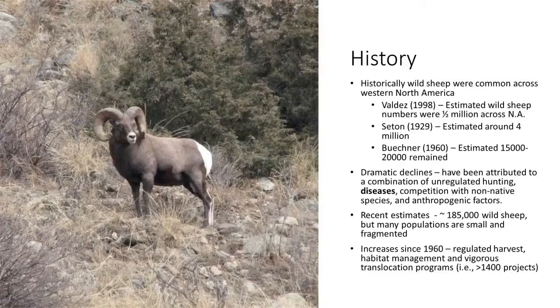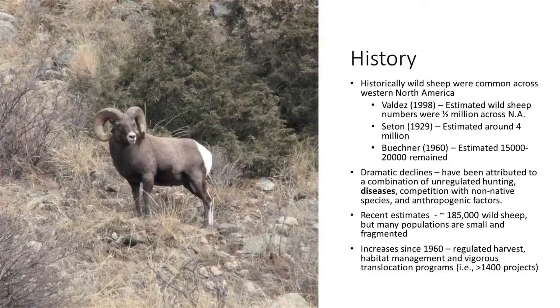But we've made some success in recovering the species. Currently, we estimate there's a little under 200,000 sheep across Western North America. But the problem is these populations are small and fragmented. They're not interconnected like they used to be. Most of the increases that we've seen have been due to regulating harvest, a little bit of habitat management, but really a lot of these very vigorous translocation programs. We've moved over 1,400 different herds of sheep around Western North America trying to increase their numbers. So I'd say translocation is a huge management tool for us for bighorn sheep.